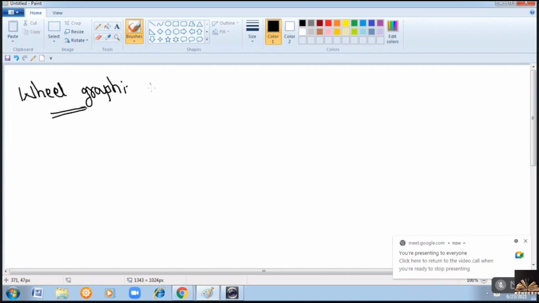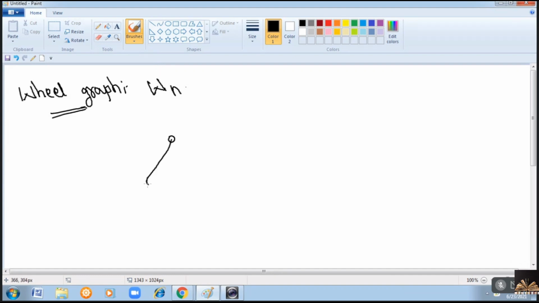So a wheel graph of length n is represented as Wn. This wheel graph means, in a cycle graph, in the center if you have one vertex, with an edge from the center to all other remaining vertices, we'll call it a wheel graph. Assume that C3 is a cycle graph. In this cycle graph, in the middle, if you have a vertex, and from this vertex you have edges to all other vertices, then it is called a wheel graph.